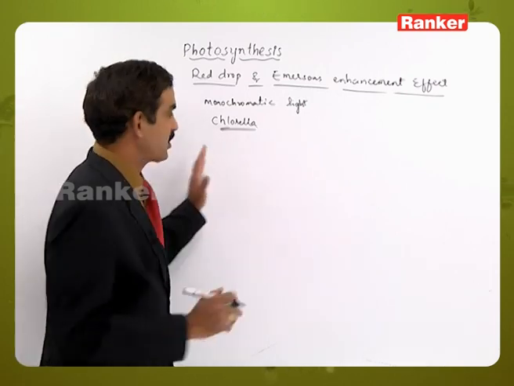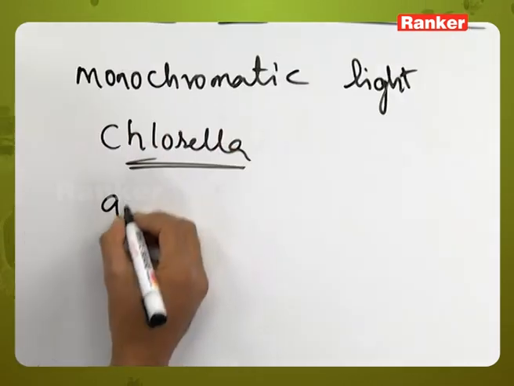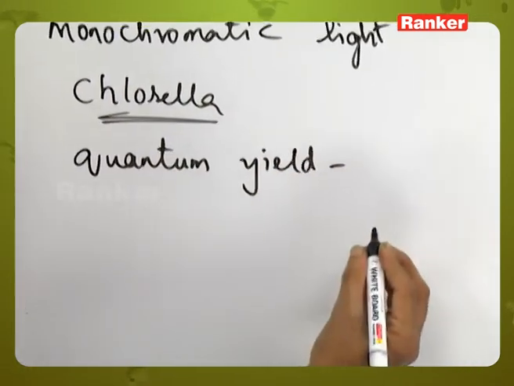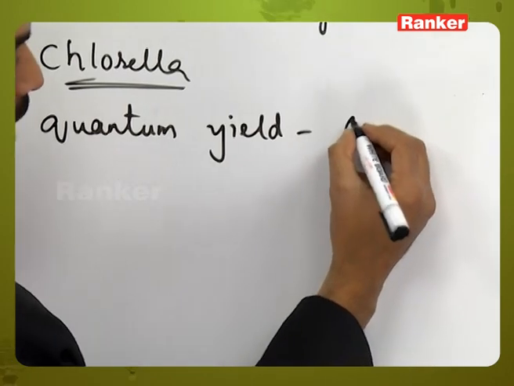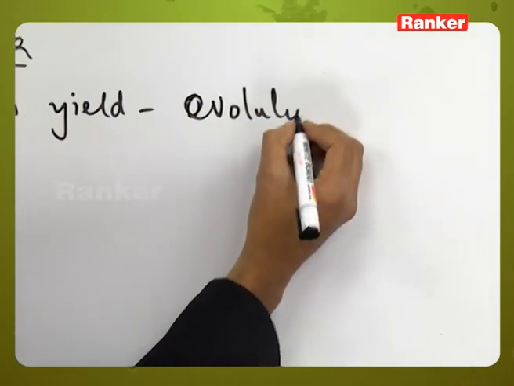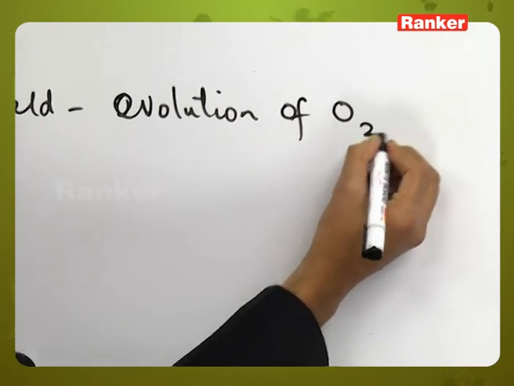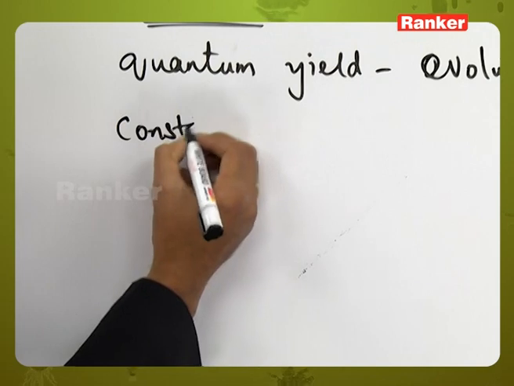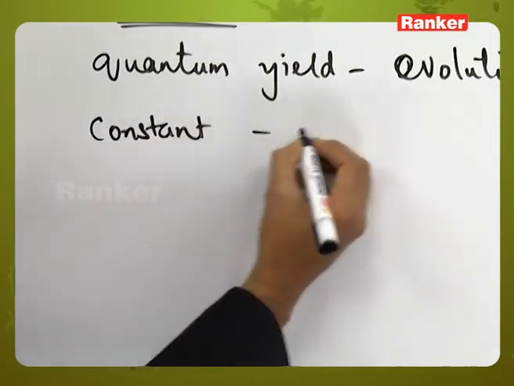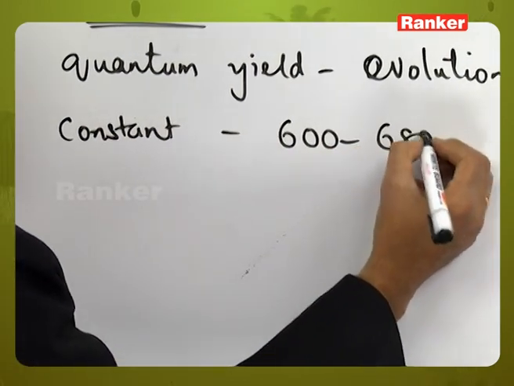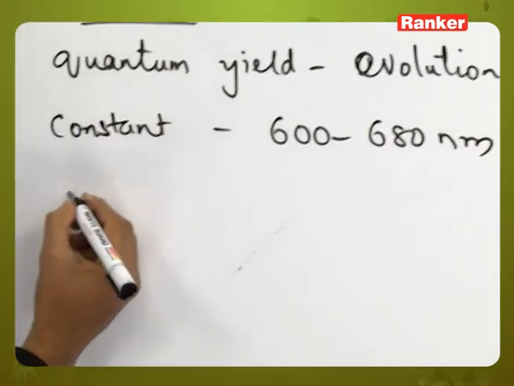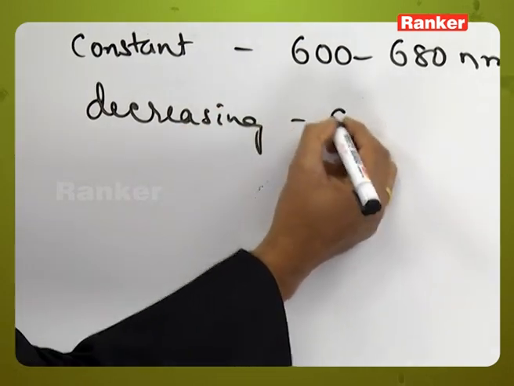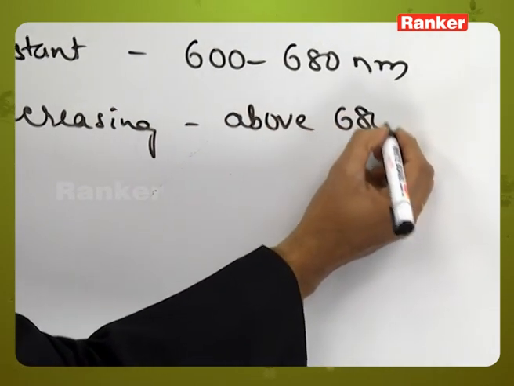where the quantum yield is determined by the evolution of oxygen. And here the photosynthetic yield was constant between 600 to 680 nanometers of wavelength, whereas it was decreasing above 680 nanometers of wavelength.